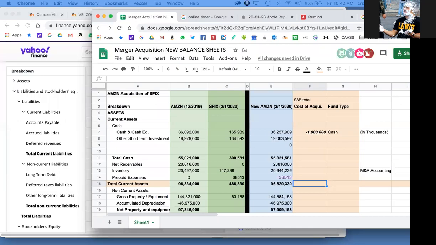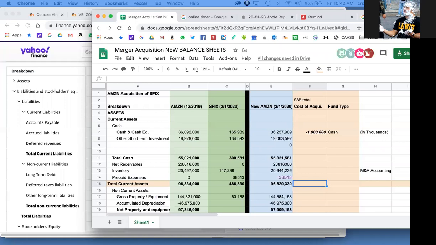Okay, there we go. So M&A stands for mergers and acquisitions. M&A accounting is kind of what you would have to be doing right now with this balance sheet.